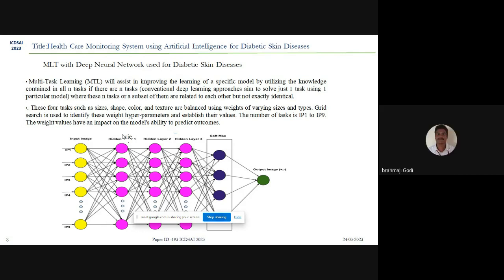Brahmaji garu. Sir. Yeah, how do you differentiate the diabetic image and the normal image in your work?